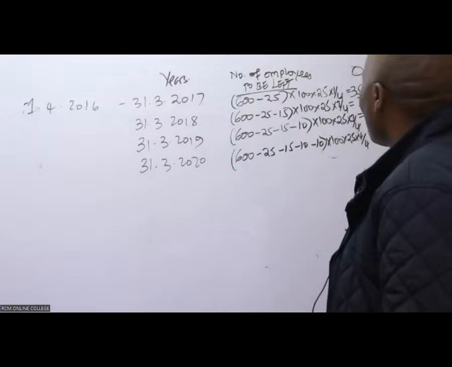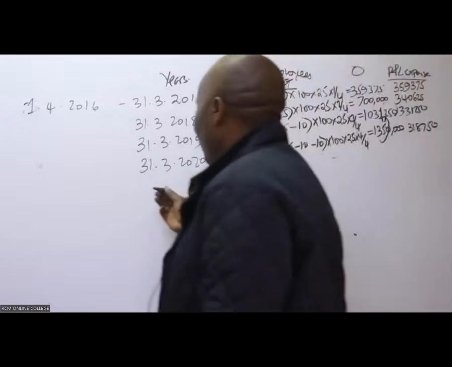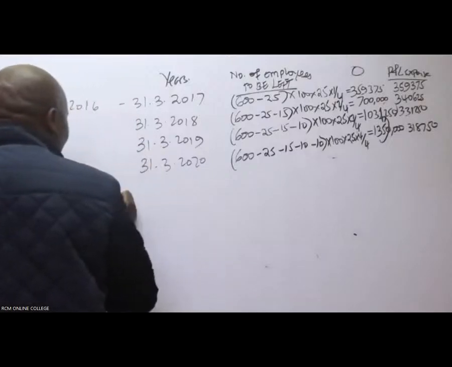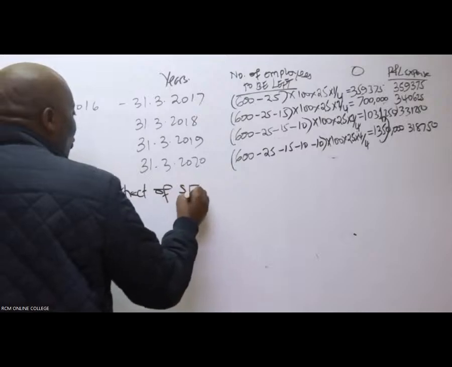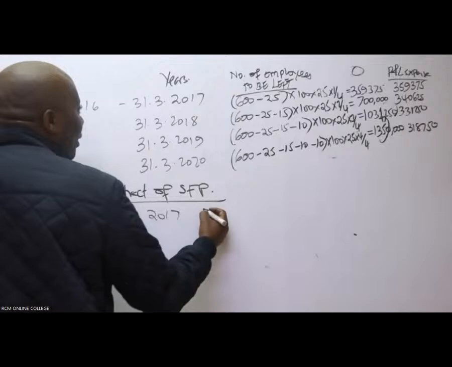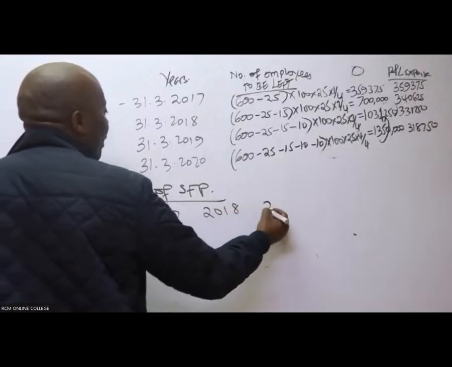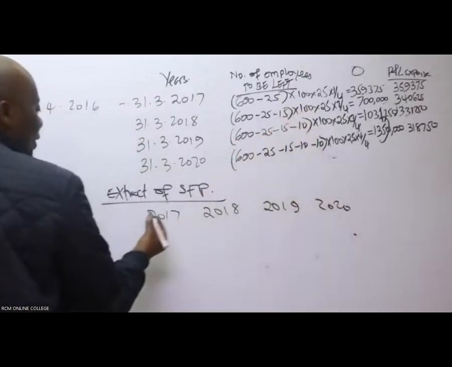statement of financial position, P and L. So these are basically, I can even come and write for them if I have time, although I don't like writing like that. Extract of what year statement of financial position. So we have the year 2017, we have 2018, 2019, 2020. So simply copy the figures the way they are given there.